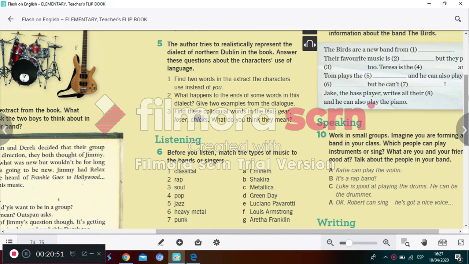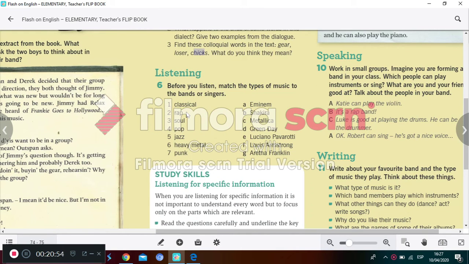Okay? Perfect. Now, in activity number 6, here you have different kinds of music: classical music, rap, soul, pop music, jazz, heavy metal, and punk. And here you have the names of singers, okay? Eminem, Shakira, Metallica, Green Day, Luciano Pavarotti, Louis Armstrong, and Aretha Franklin, okay? So you need to link the correct kind of music with the correct singer or band, okay? Easy, perfect.